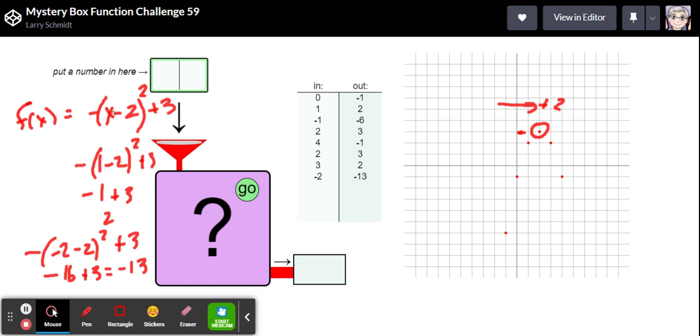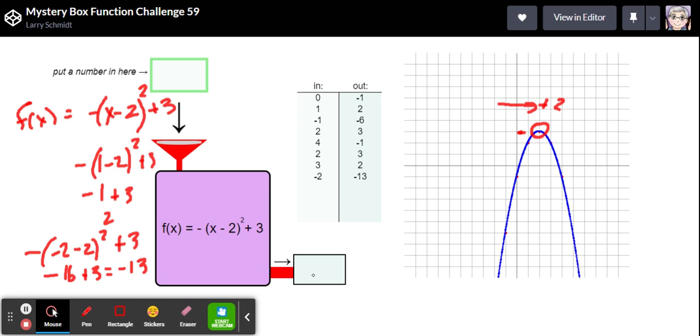It's negative quantity x minus 2 squared plus 3. Let's go ahead and look at that. And there it is. Yeah, negative x minus 2 quantity squared plus 3. And let's look at the graph of that as well. Lovely downward facing parabola.